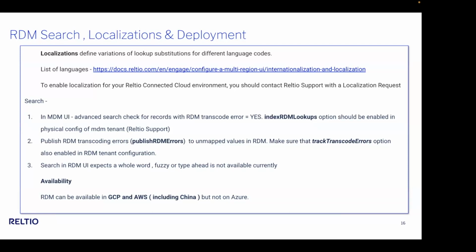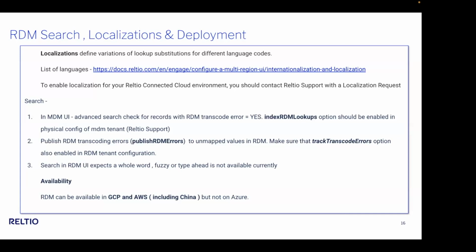In terms of search, there are two different kinds of search, and even for indexing also, right? So search in RDM UI is not as powerful as MDM UI. We don't have fuzzy or type-ahead search. You need to have a whole word and then hit search or enter, and then it will show you that particular lookup type. There is feedback again to improve the search capabilities. We will be prioritizing and working on that.